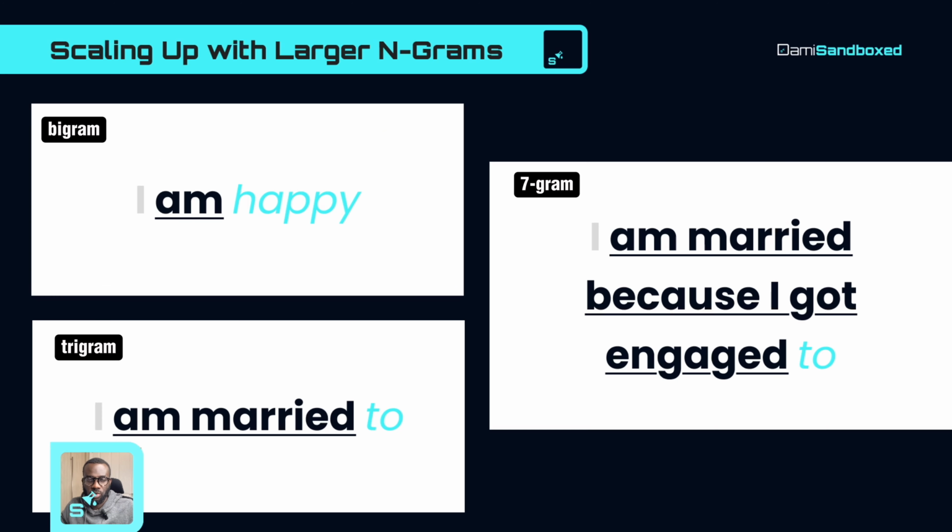My intention was to write "I'm married because I got engaged to my best friend." That's the intention I had when I started typing this. But when I typed the words "I am," the model came with this prediction of "happy," which doesn't fit what I wanted, right? So I moved on further and I said "I am married."